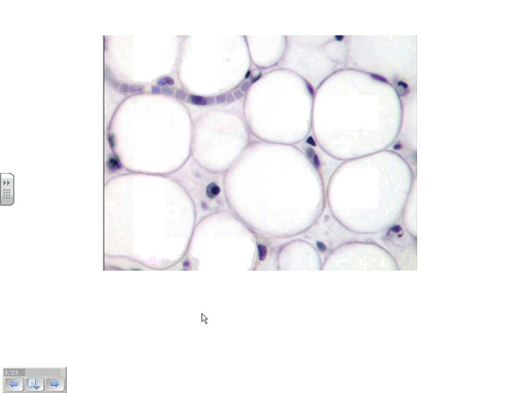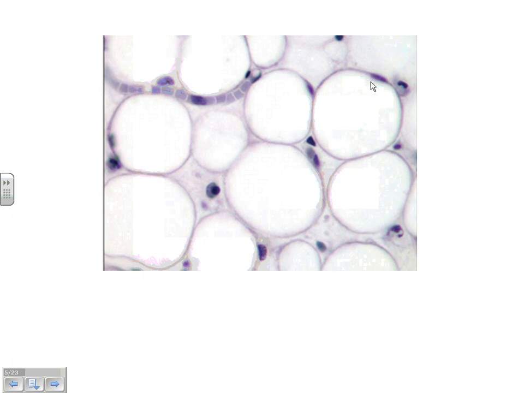What is this? Adipose tissue, which is the fancy word for fat. Okay? Where is this found? Eyeballs, kidneys, under the skin, pretty much everywhere in your body. If you have epithelial tissue, there's usually some fat underneath it. All right, what is this big white glob right here representing?